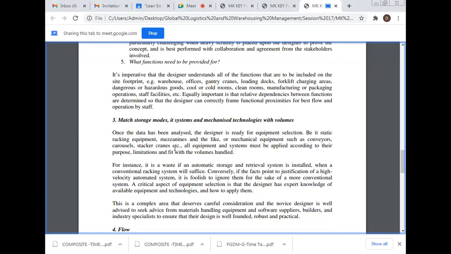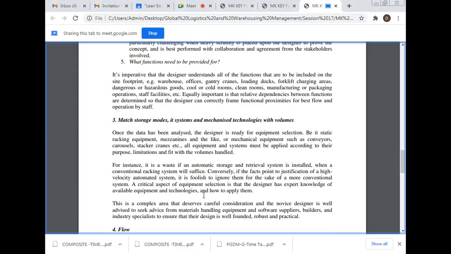All equipment and systems must be applied according to their purpose, limitation, and fit with the volumes handled. For instance, it is a waste if an automatic storage and retrieval system is installed when a conventional racking system will suffice. Conversely, if the stock facts point to the justification of a high velocity automated system, it is foolish to ignore them for the sake of the more conventional system.